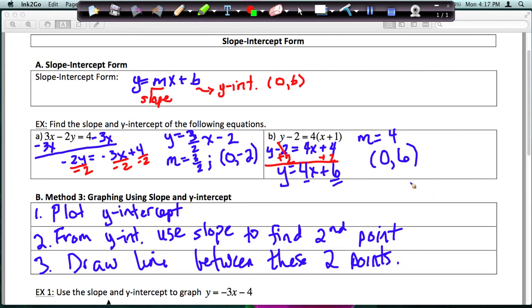Okay, so those are the 3 steps. Plot the y-intercept. From that y-intercept, use the slope, so it tells you rise over run, to find the second point, and then draw a line between those 2 points, and you've drawn the line that goes in between those 2 points.